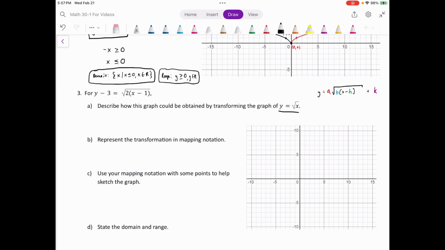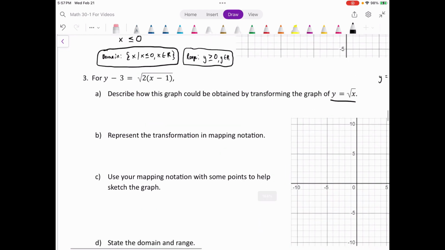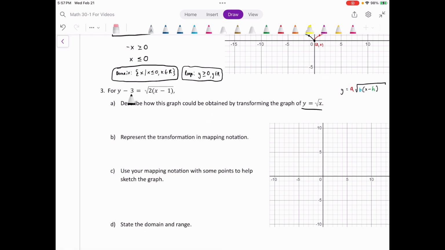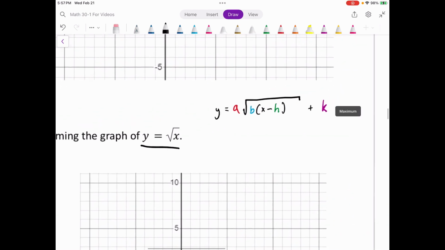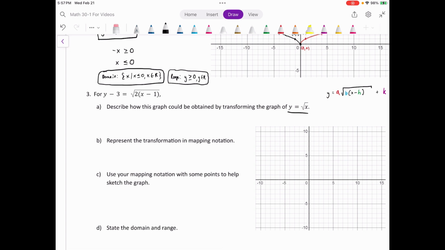All right, so with that in mind, let's take a look at our equation and say, okay, this is like y equals root x if y equals root x was given an a of blank, a b of blank, an h of blank, and a k of blank, okay? So first things first, I notice they're trying to trick us. They wrote it in the y minus 3 way. Let's first move that 3 over so that we really do have something that looks like our general notation for transforming a radical. Okay, how would I do that? I'd add 3 to both sides. So y is going to equal the square root of 2 times x minus 1 plus 3.